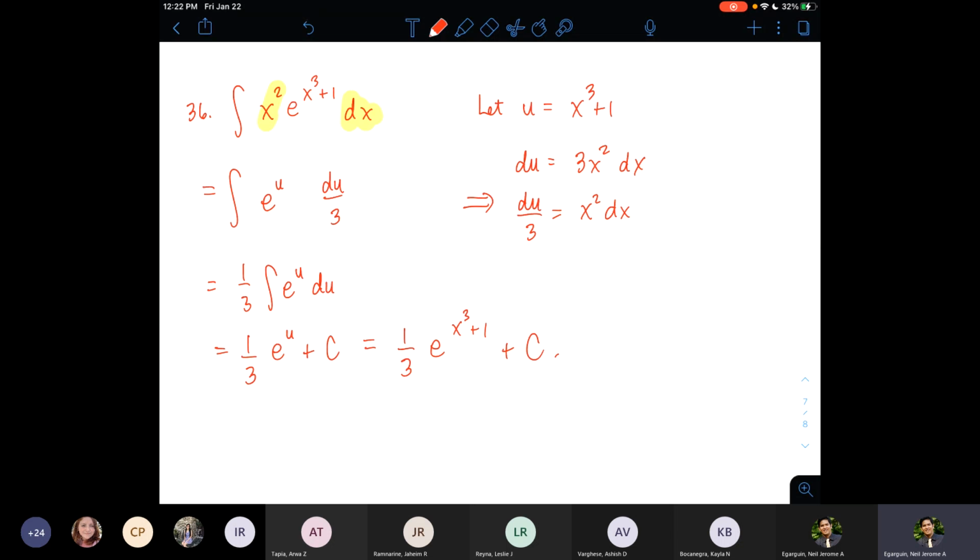Okay, so I hope this example brings back memories of Cal 1 so that you will be prepared, because in the coming weeks we will be working with more complicated integration rules. So yeah, take note of these ones.